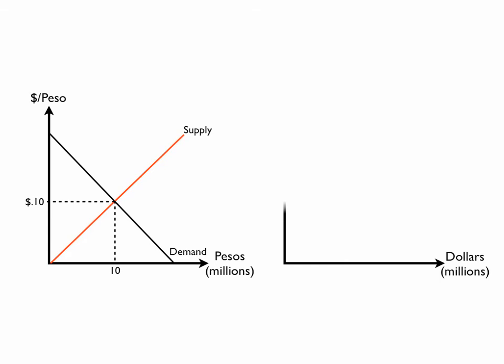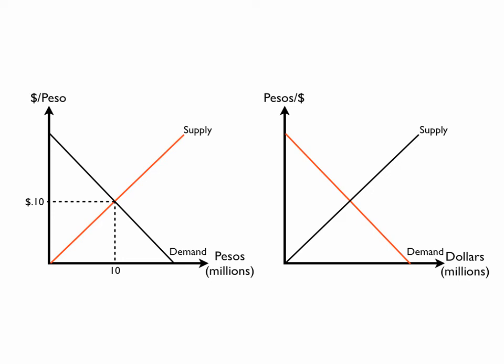In the market for dollars, on the opposite side of this, the demander of pesos is at the same time a supplier of dollars. And the supplier of pesos is a demander of dollars. And we have our equilibrium price of 10 pesos per dollar, which is equivalent to 10 cents per peso, and we have $1 million transacted in this market. If there are 10 million pesos being sold at 10 cents, that means there are $1 million being transacted in this market.